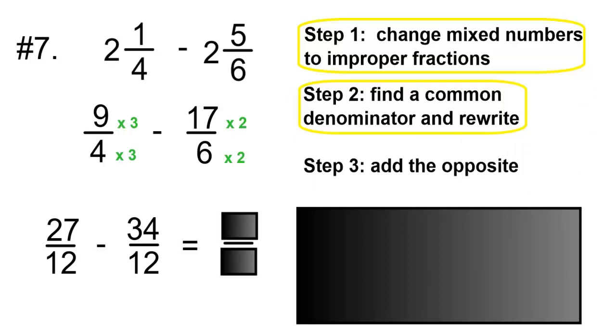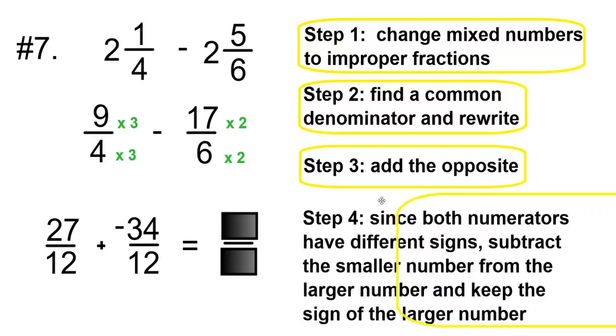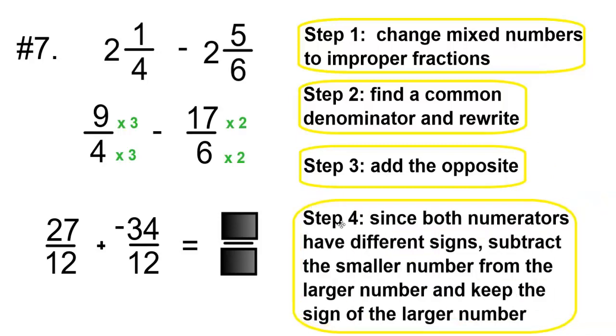Step 3, since we're subtracting fractions, we're going to add the opposite. So plus negative 34. Step 4, since both numerators have different signs, one is positive and one is negative, subtract the smaller number from the larger number and keep the sign of the larger number.